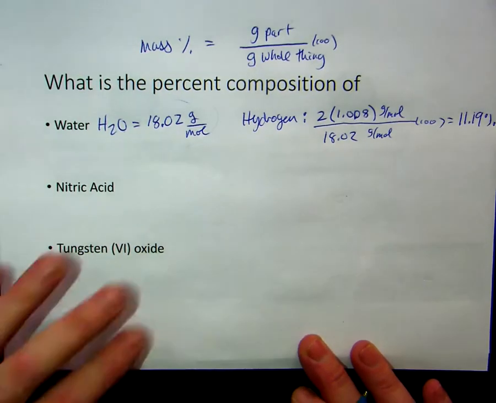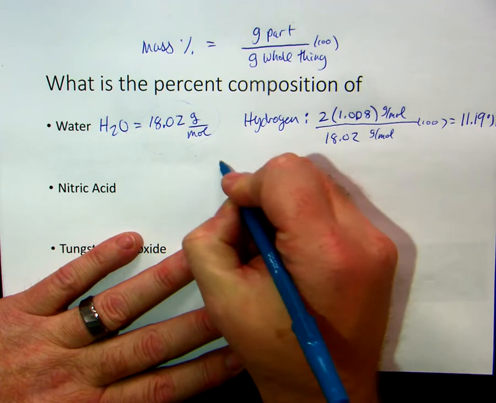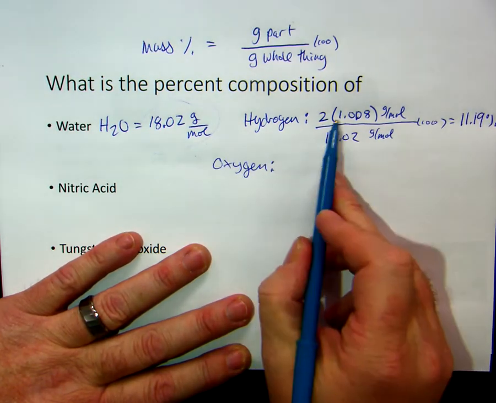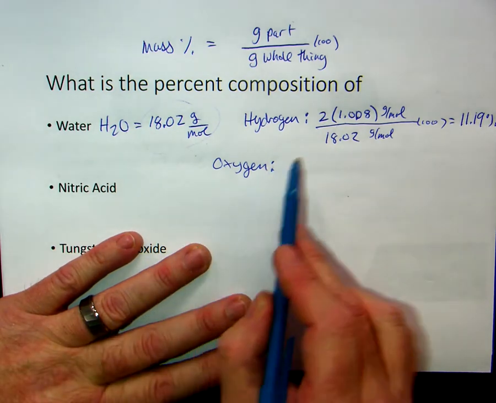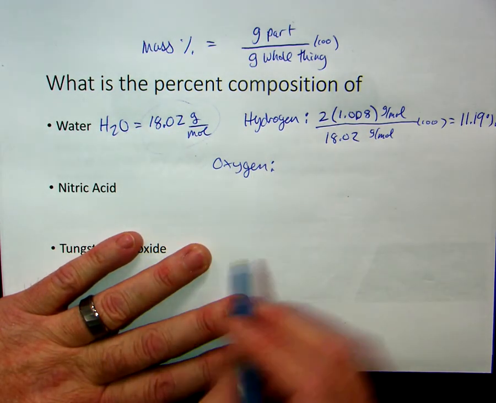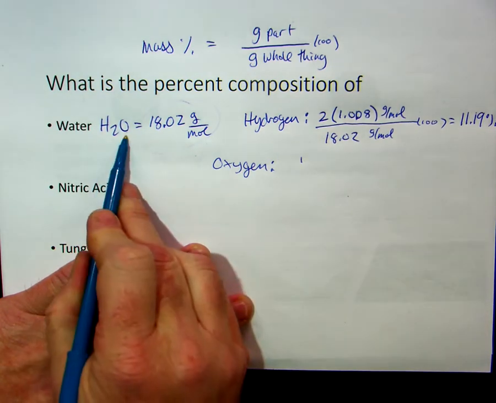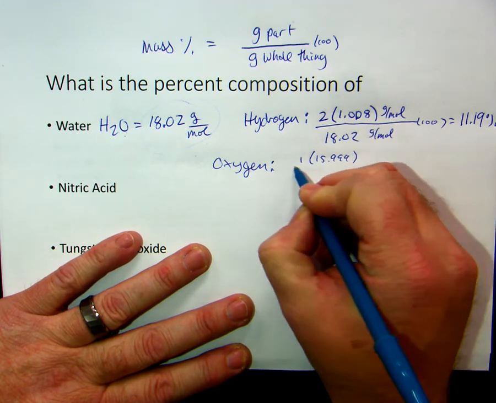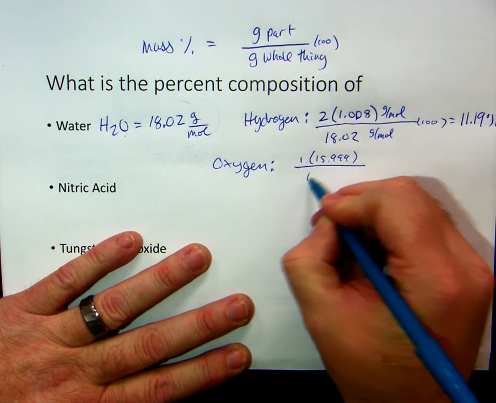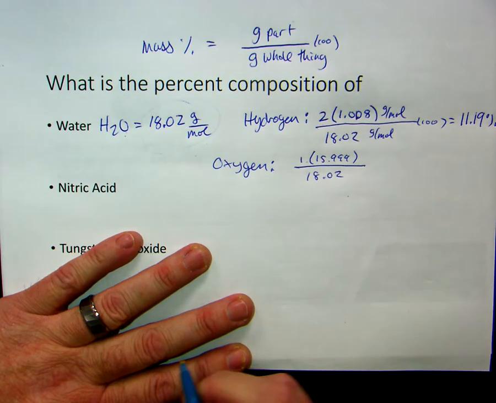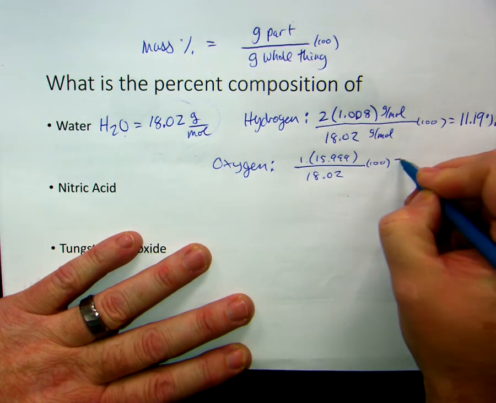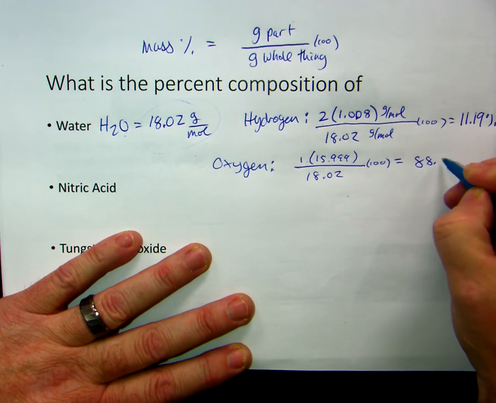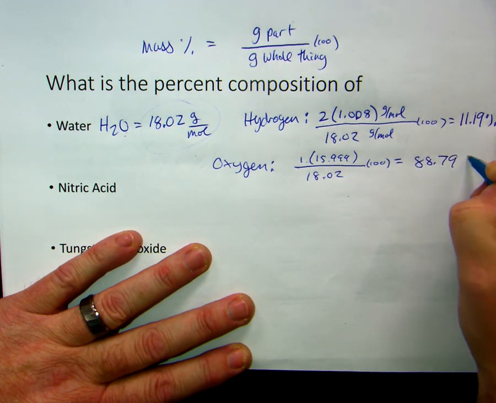All right, well now we need to also consider oxygen. So for oxygen, I have two options. The first one is to do it the exact same way, where I take the mass of the oxygen relative to the mass of the water. So with water, I have one oxygen, and the oxygen weighs 15.999. So we compare the mass of that one oxygen to the mass of the water as a whole, times 100. And if we do that, we'd get 88.79%.